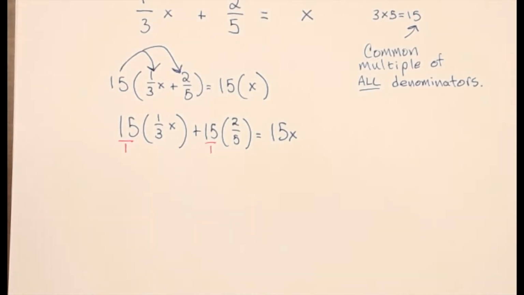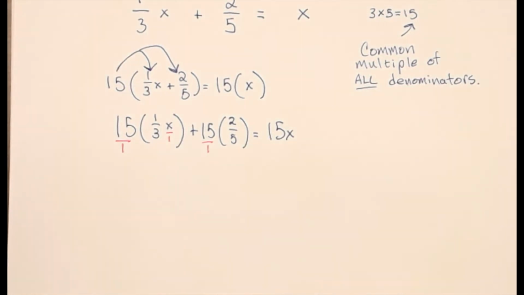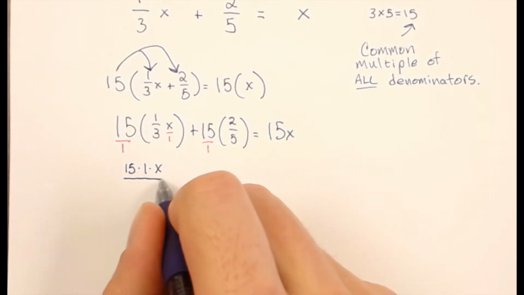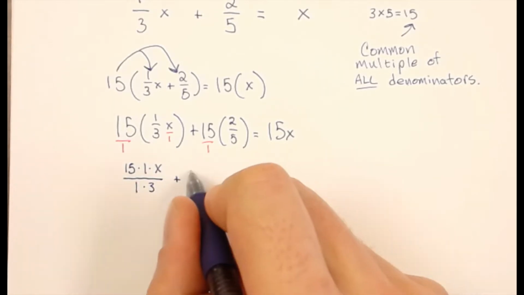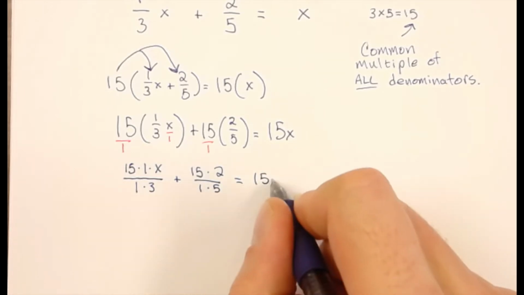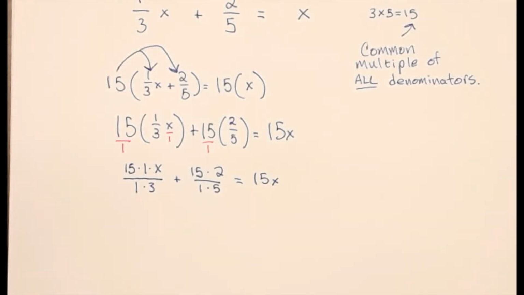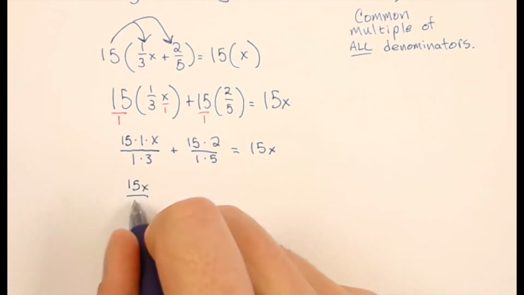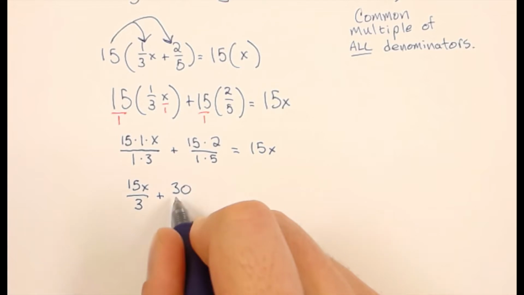Now, when we multiply fractions by whole numbers, we can think of the whole numbers as over 1. And when we multiply fractions, multiply all of the numerators and multiply all of the denominators. I'll show you a little shortcut in a second. So in the first term, we have 15 times 1/3 x becomes 15x over 3.